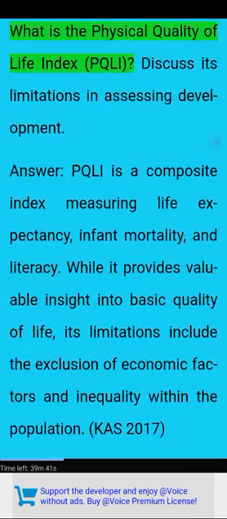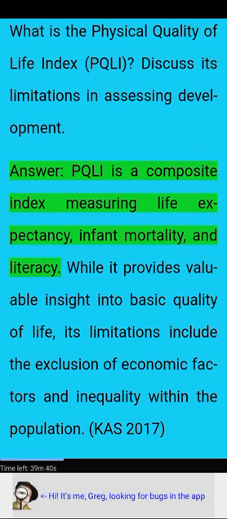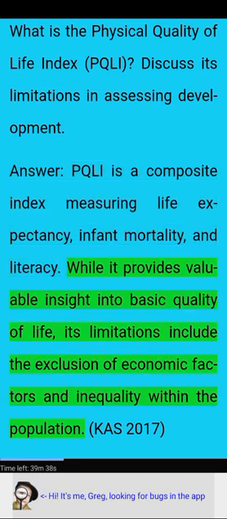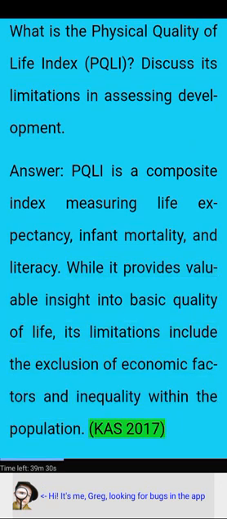CAS 2019. What is the Physical Quality of Life Index (PQLI)? Discuss its limitations in assessing development. Answer. PQLI is a composite index measuring life expectancy, infant mortality, and literacy. While it provides valuable insight into basic quality of life, its limitations include the exclusion of economic factors and inequality within the population. CAS 2017.